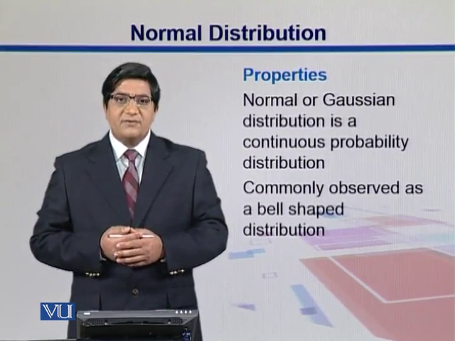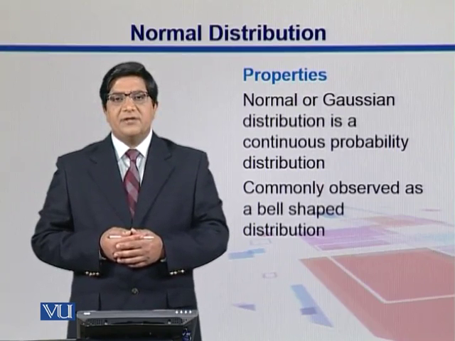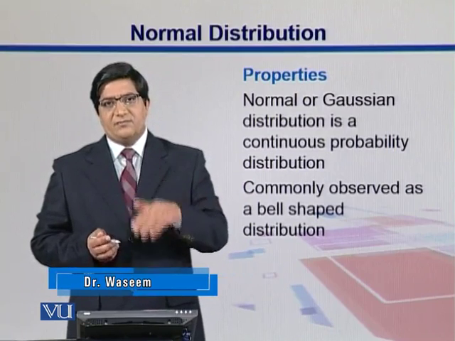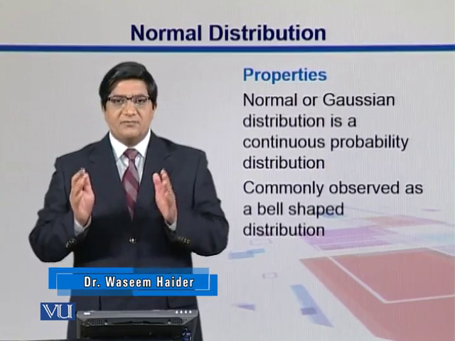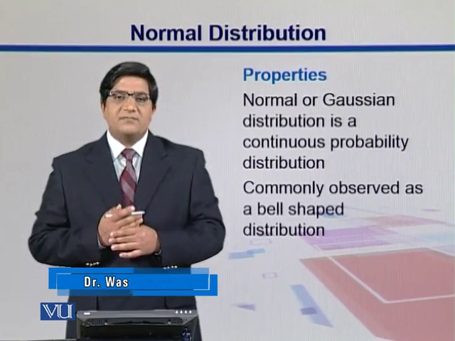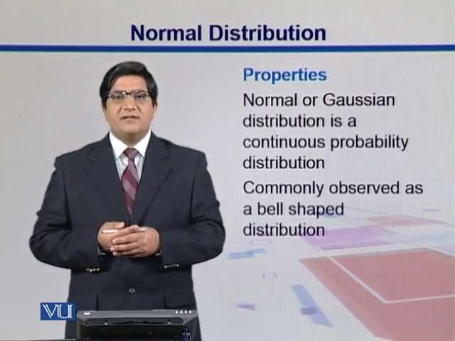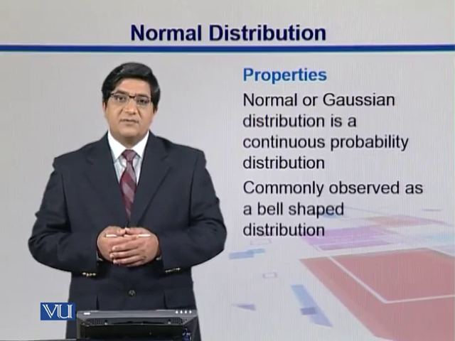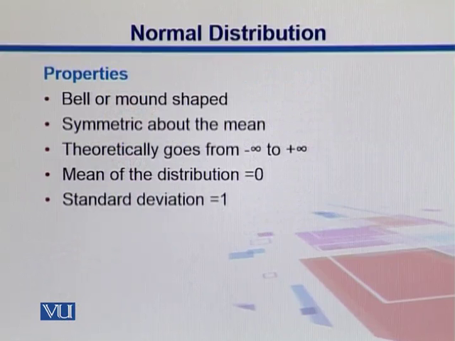A normal distribution, also known as a Gaussian distribution, is a continuous probability distribution. So you have continuous values, with continuous grades or shades. The data is not coming from discrete outcomes. You can have weight data, lengths, masses, anything. Commonly this distribution is observed as a bell-shaped distribution.